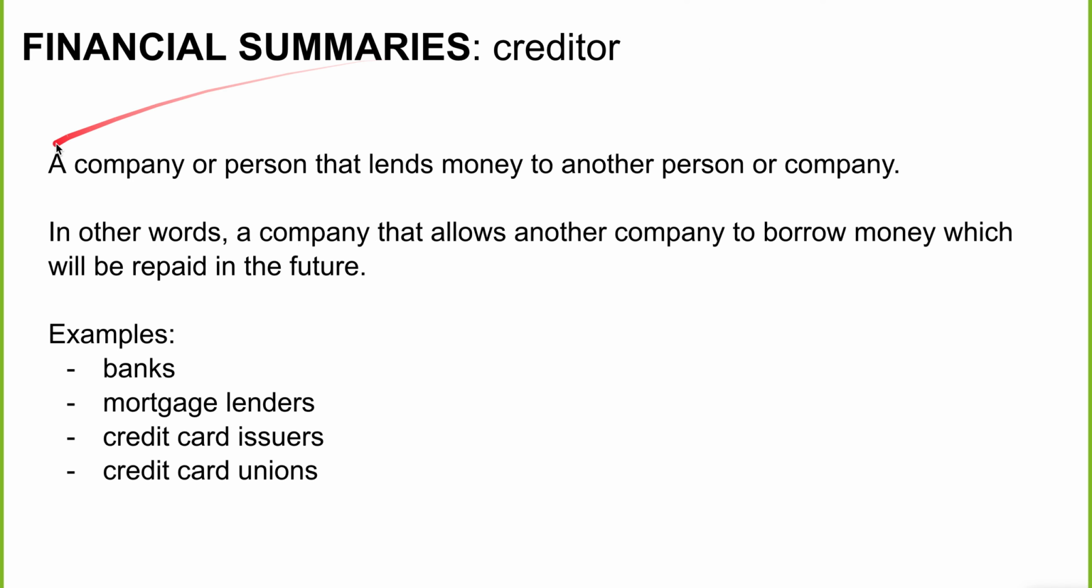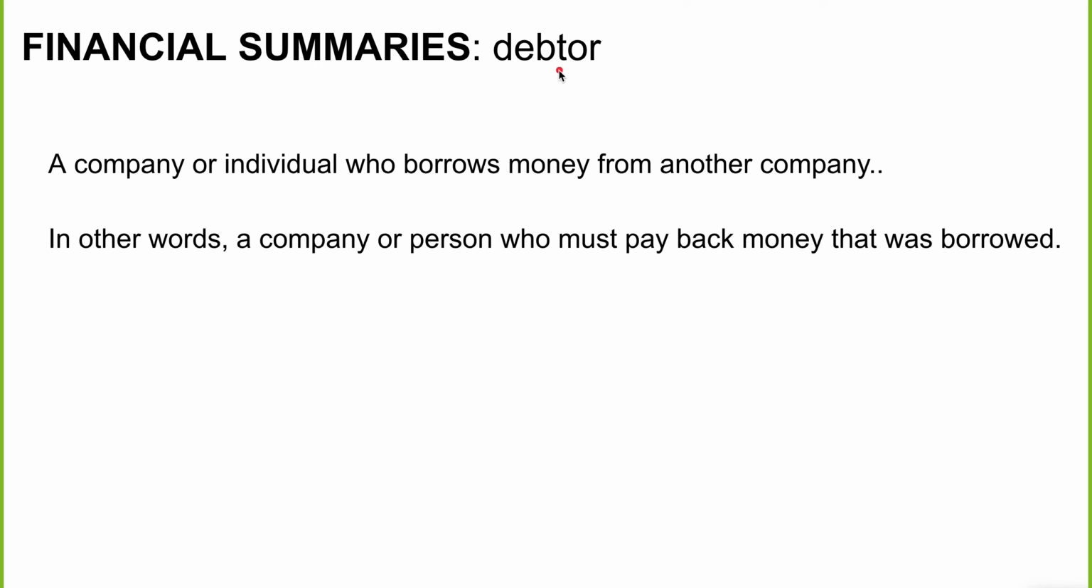We have creditors. A creditor is a person or a company that lends money to another person or company. In other words, a company that allows another company or another person to borrow money which will be repaid in the future. Examples of creditors are banks, mortgage lenders, credit card issuers, credit unions. I might go to a bank, take out a loan for a car, but I have to pay back that loan. Then we have, on the other hand, the opposite of a creditor, which is a debtor, and that is a company or a person who borrows money from another company. In other words, a company or person who must pay back money that was borrowed.